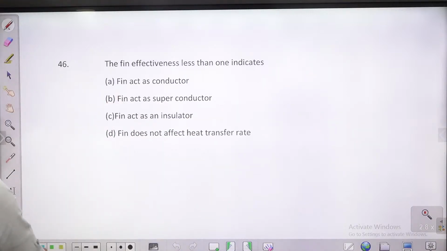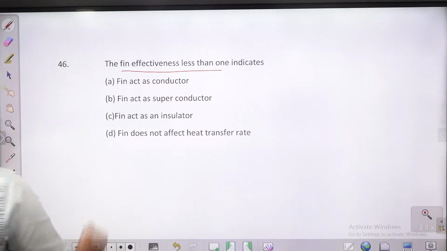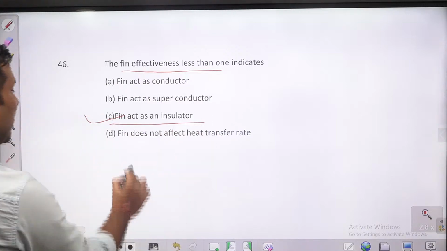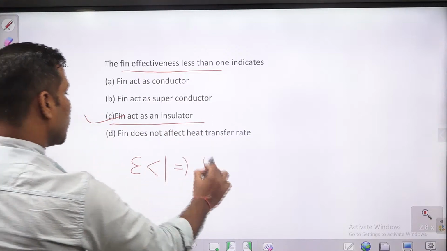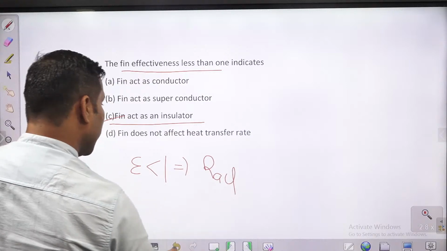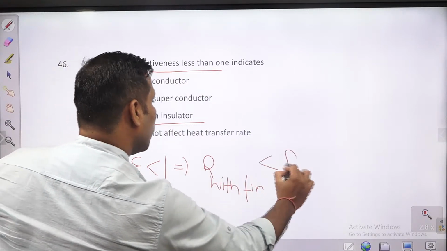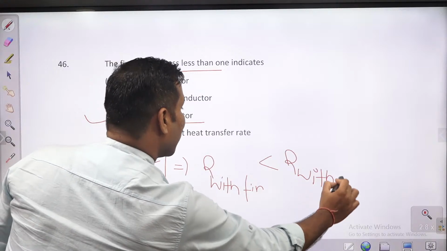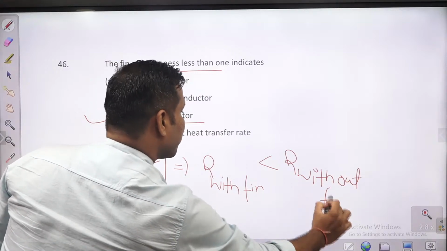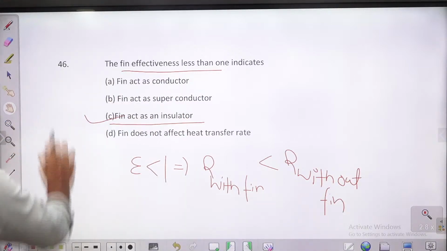Okay, when the effectiveness is less than 1, how does the fin work? The fin works like an insulator. Effectiveness less than 1 means Q actual, Q with fin, is less than Q without fin, meaning fins are working like an insulator. So you can answer this.